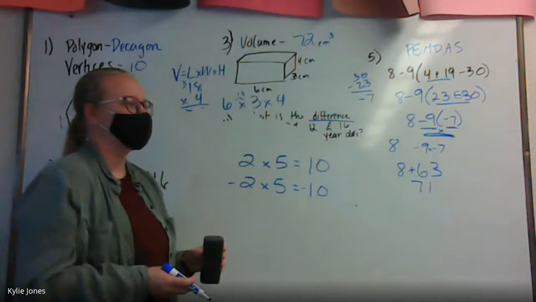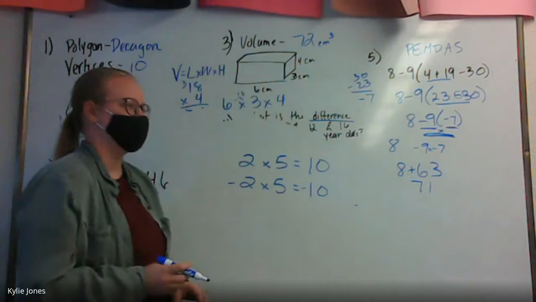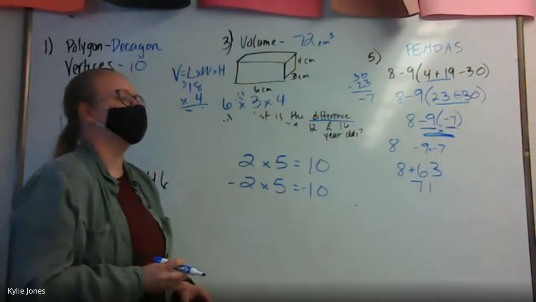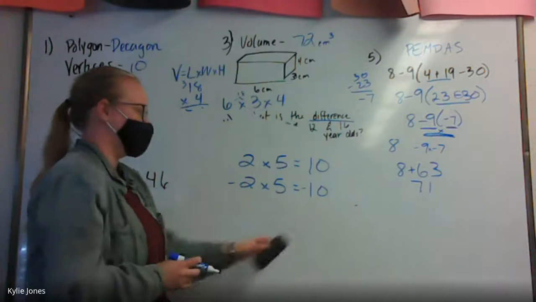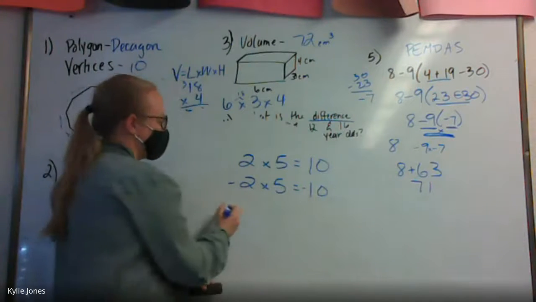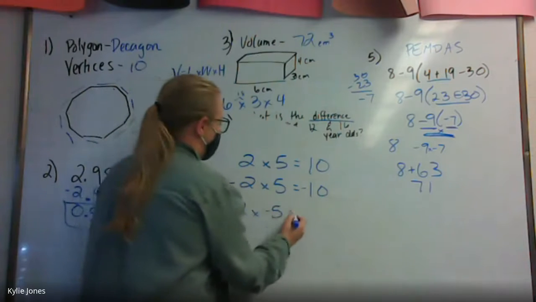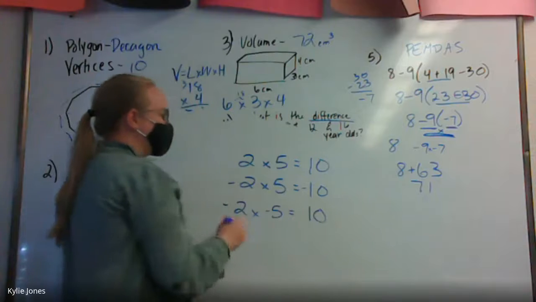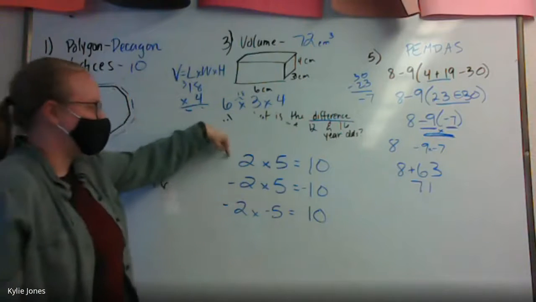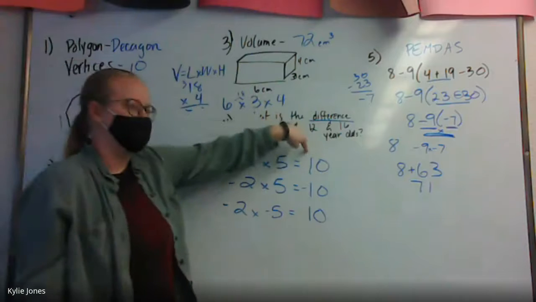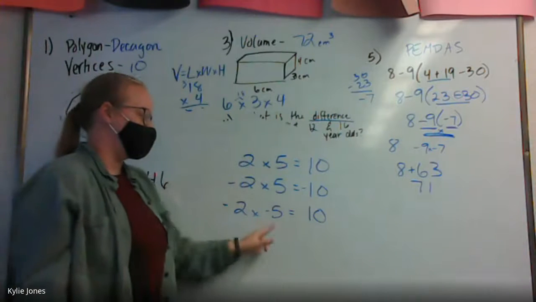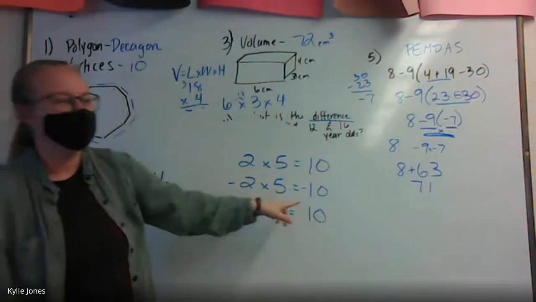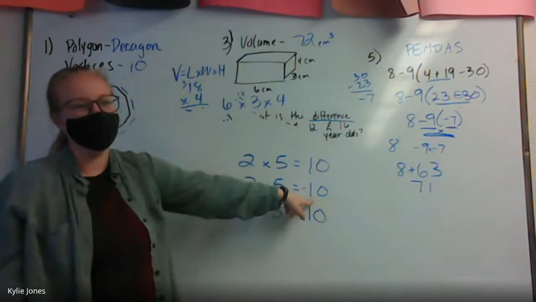This is multiplication. And then what if I take negative 2 times negative 5? Negative times a negative. It's a positive. So when the signs are the same, so a positive and a positive, it stays positive. If it's a negative and a negative, it turns positive. If they're different and you have a negative and a positive, it's negative. That's the rules on that.